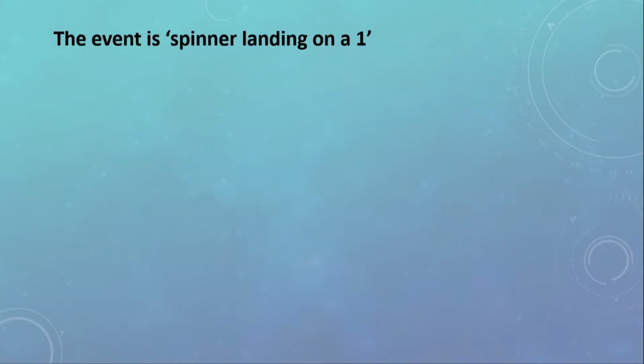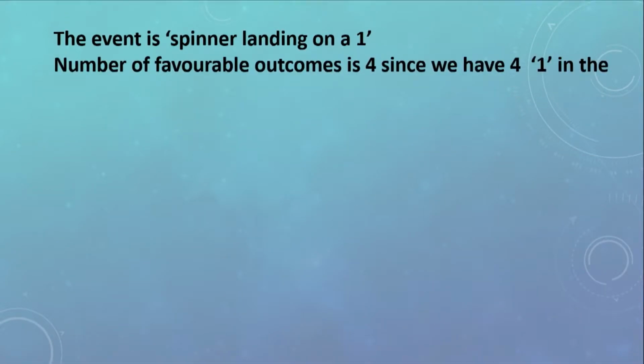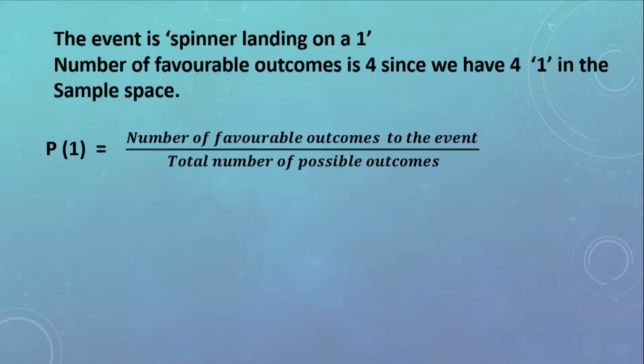The event here is the spinner landing on a 1. The number of favorable outcomes is 4, since we have 4 number 1s in the sample space. Using the formula for probability, the probability of having a 1 is equal to the number of favorable outcomes to the event divided by the total number of outcomes, which is equal to 4 over 8. Of course, we need to write 4 over 8 in its lowest terms, so the answer is half.